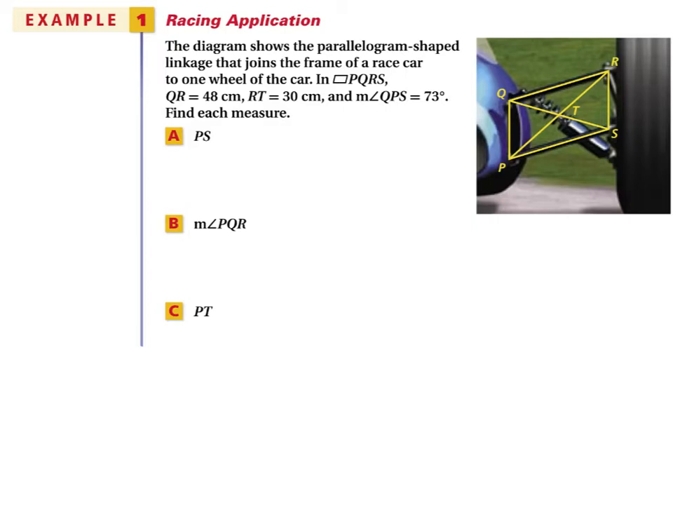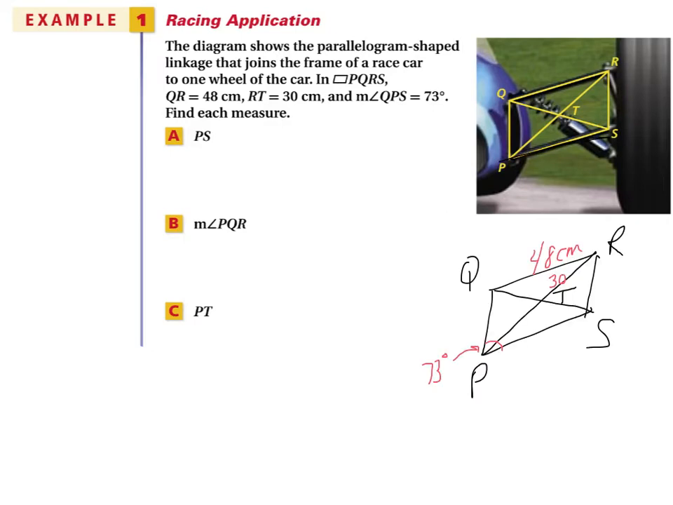So we know PS, for example, we want to find PS. I'm going to redraw this. So I've redrawn it and labeled the sides. So I want to find PS. Well, because I know opposite sides of a parallelogram are congruent, the length of PS will also be 48 centimeters.